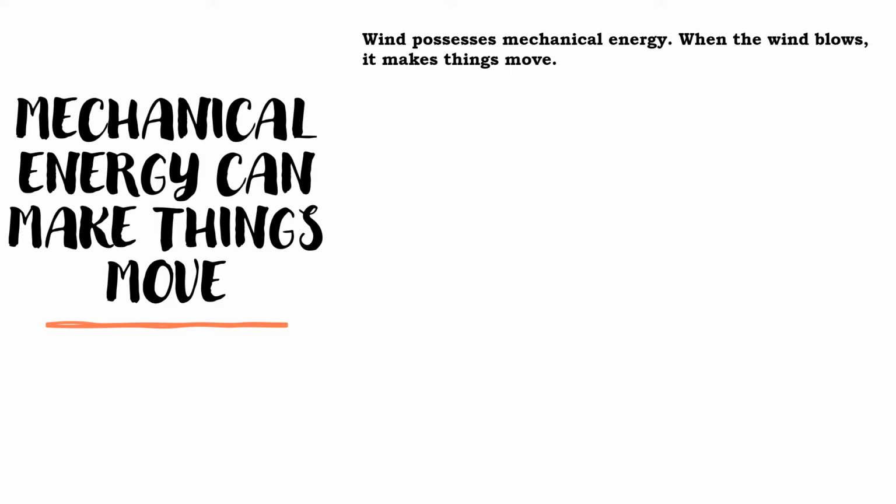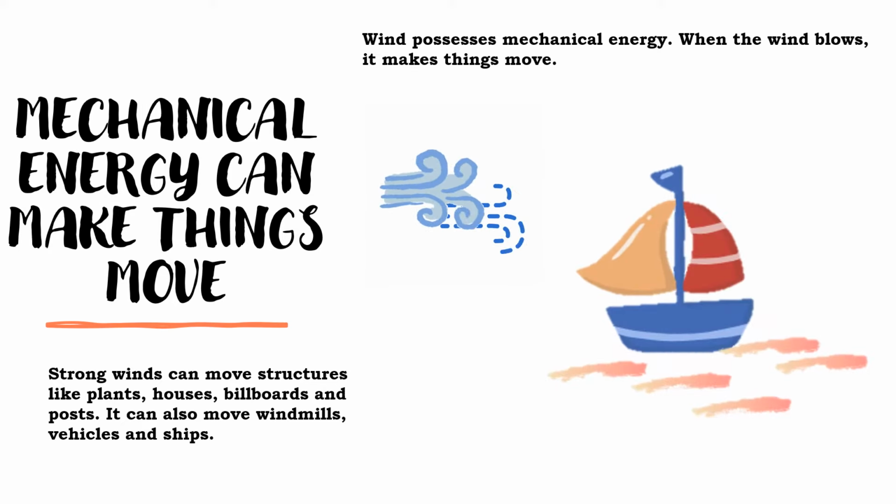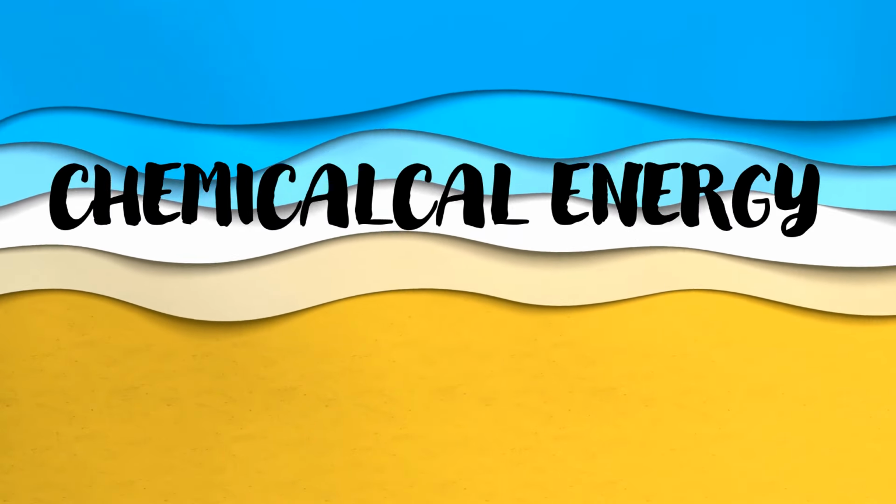So, wind possesses mechanical energy, and when the wind blows, it makes things move. Strong winds can move structures like plants, houses, billboards, and posts. It can also move windmills, vehicles, and ships. Next is chemical energy.